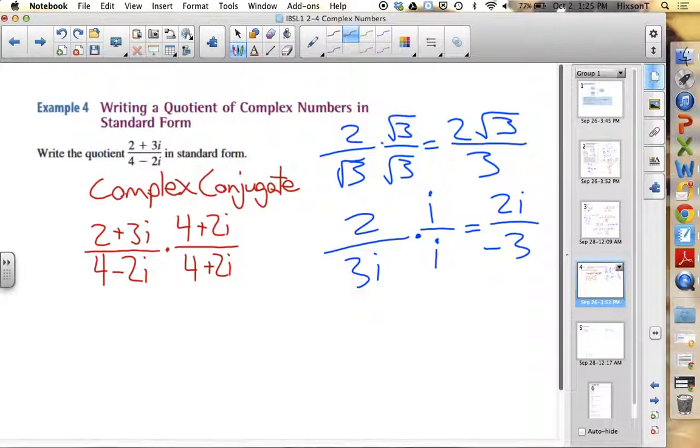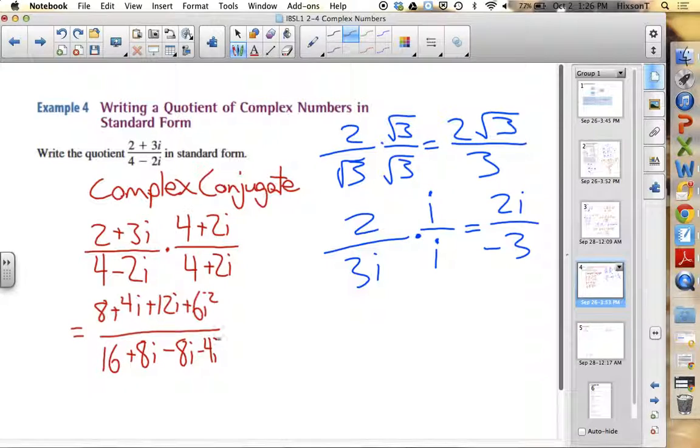So we'd have 4 plus 2i, and the reason we're doing that is that the top will go ahead and FOIL, so we have 8 plus 4i plus 12i plus 6i squared. The denominator, however, we have 16 plus 8i minus 8i minus 4i squared. Okay? The whole point of doing that was so that these cancel out to 0.